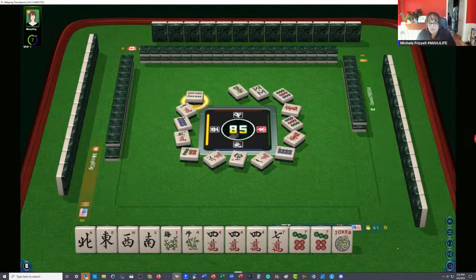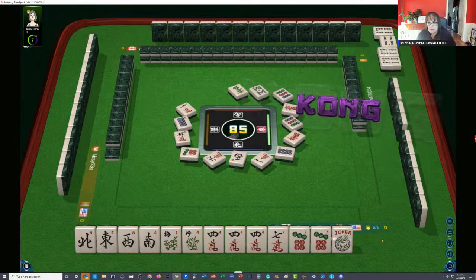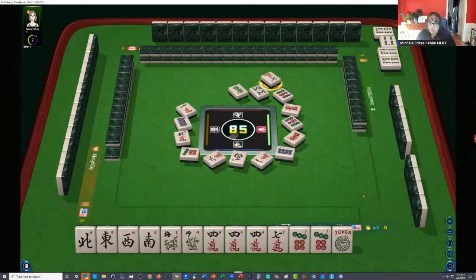4 bamboos. Oh, there it is. So a 4 dot would be ideal. Kong. Oh, not now. 4 bam Kong. 7 characters. Oh, there goes our tile.